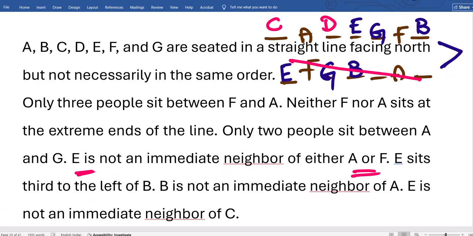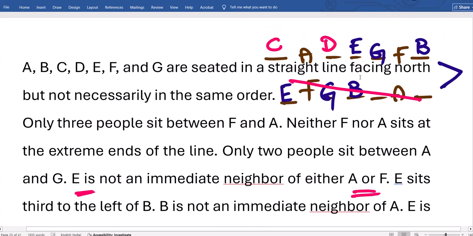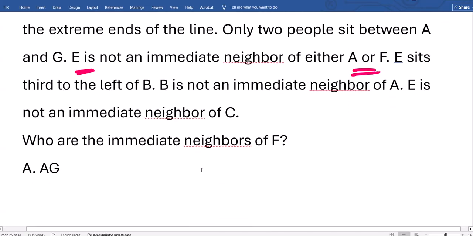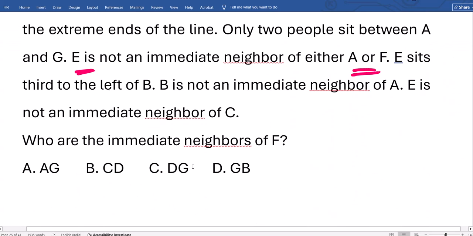Then F, three blanks, A is eliminated. Problem: E and F are neighbors. As per the question, E and F are not neighbors. So CADEGFB is the arrangement. Now, if you just work on that, who are the immediate neighbors of F? G and B. AG is wrong. CD is wrong. Is this correct? DG? GB? Yeah. So option D, GB.